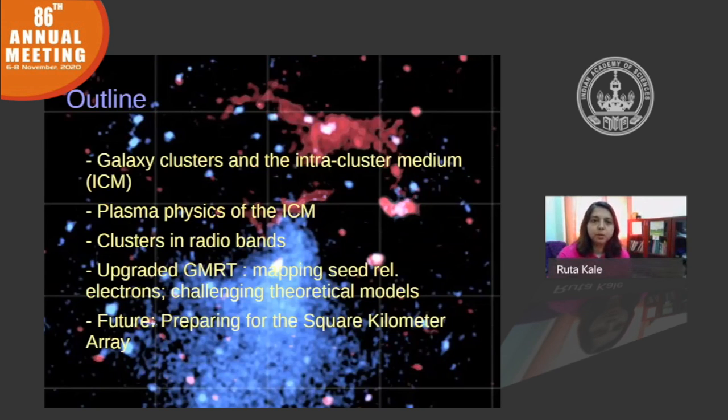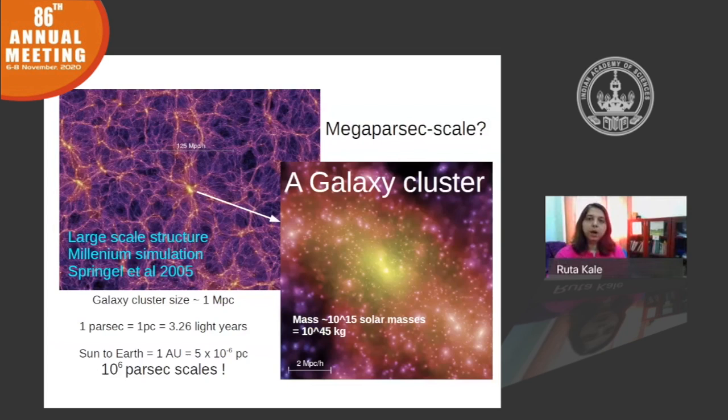So I'll introduce the topic of galaxy clusters and specifically which plasma I'm going to talk about, and what is the significance of observations of these objects in radio bands and what we can learn from them. And I'll share some of the exciting new developments happening at the GMRT and in preparation for further developments across the globe. So to begin with, I would like to introduce what is this megaparsec scale that I am referring to.